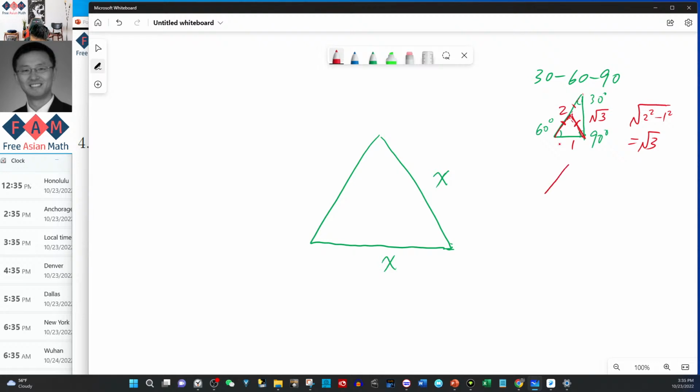And let me switch to the green pen. We also have the 45, 45, 90 special triangle, which is even simpler. In this case, the three sides are in the ratio 1, 1, and square root of 2. This is obvious because the two legs, if they are both 1, then the hypotenuse by the Pythagorean theorem must be square root of 2. So those are important. And finally, we have the equilateral triangle.